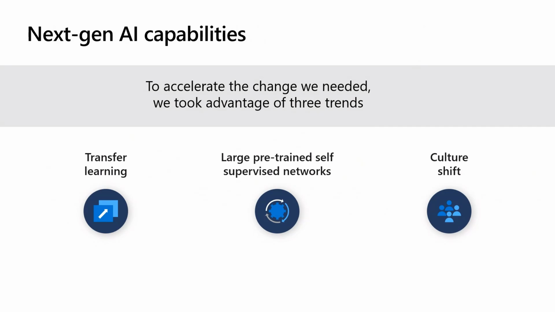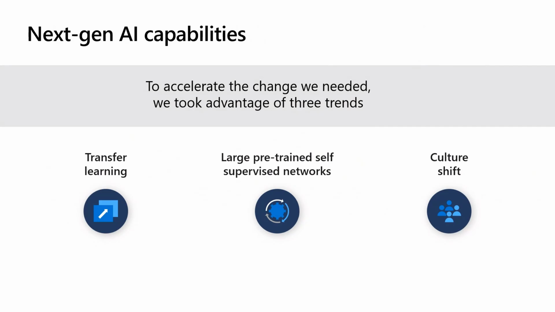The second trend is what's called large pre-trained self-supervised networks. And the idea here is you can actually take a really large neural network, train it on massive amounts of data in a self-supervised way, and then reuse that network for your specific task. And that works way better than just training one model for that task alone.